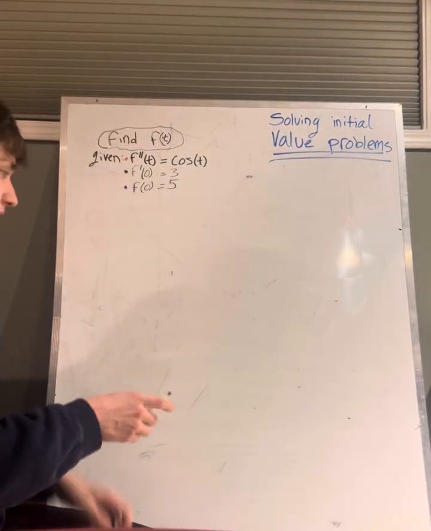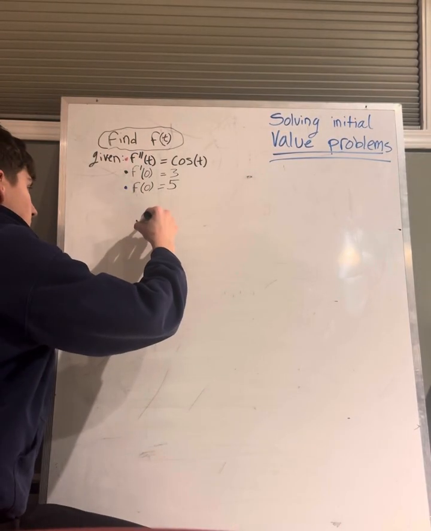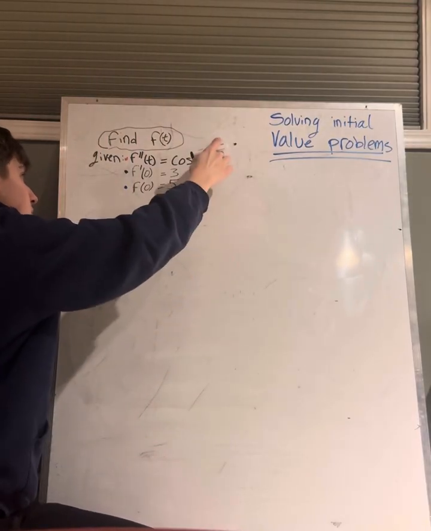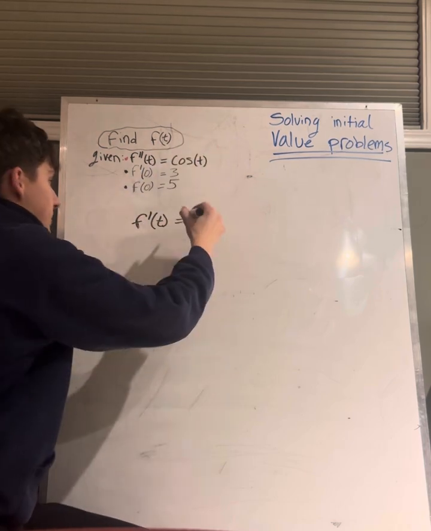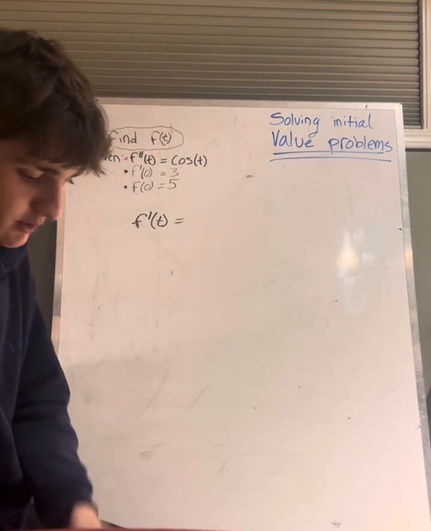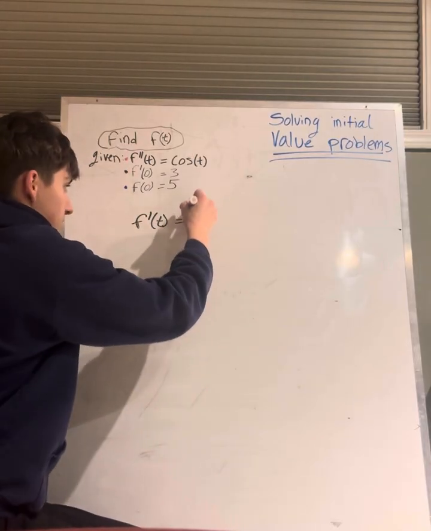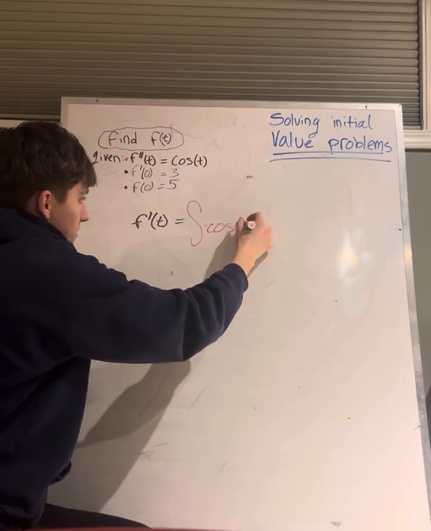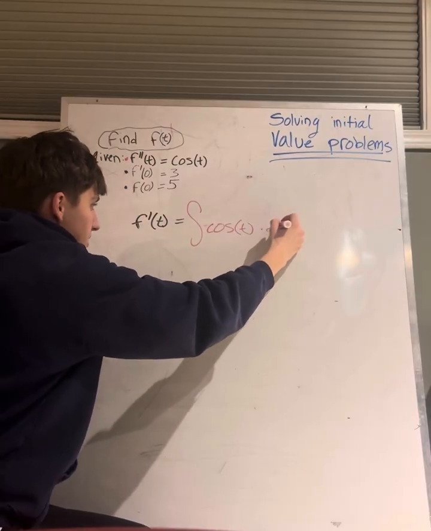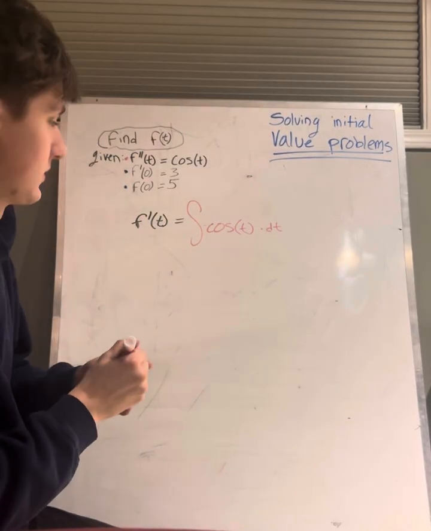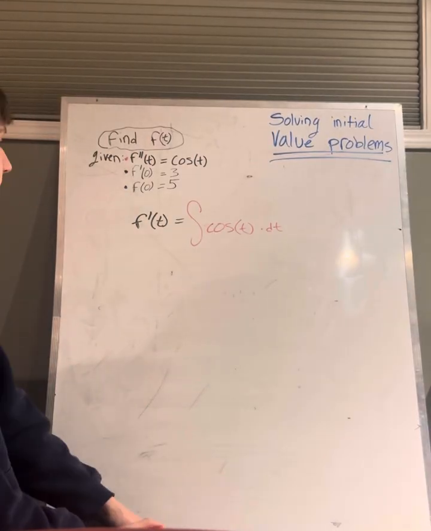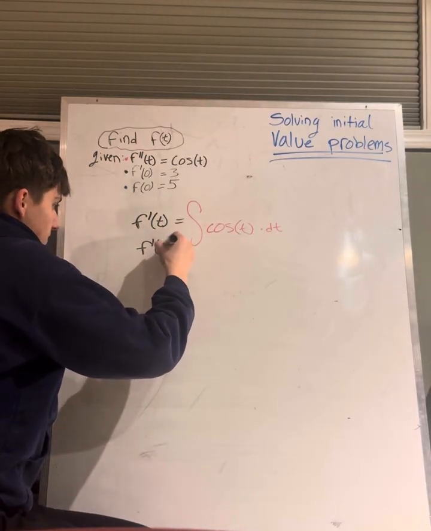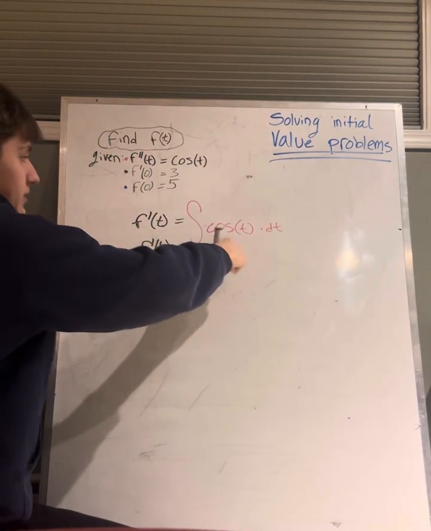Alright, so let's begin. We know that our first derivative here at t is going to be equal to the integral of the second derivative, right? Let me write that in a different color here. Of our second derivative, which is cosine of t, with respect to t, times dt, times the differential t. So f prime of t is equal to the antiderivative of this.